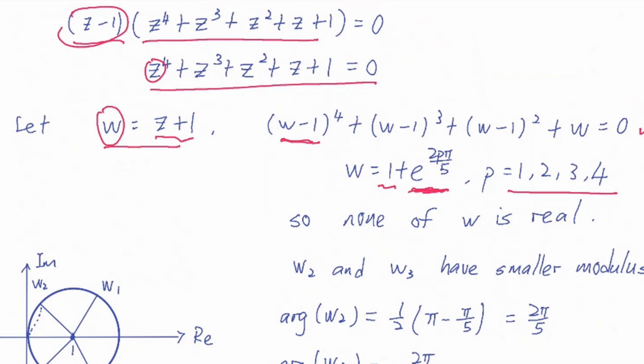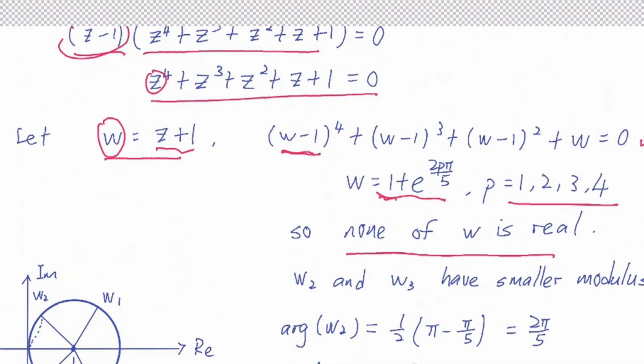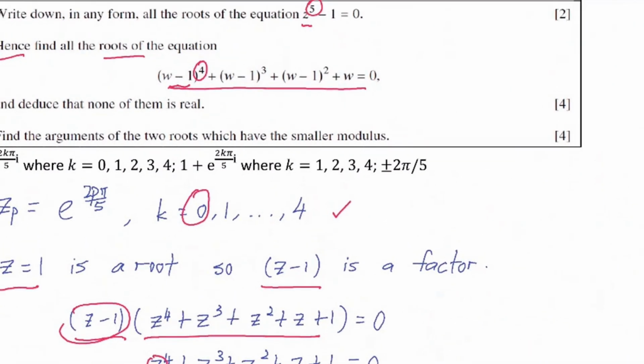Okay. So in this case, once we write it in this form already, it's very clear that the roots here would not be real. So no need to say much. Once we have this form, we know that it's not going to be real. And then what we have from there is: find the arguments of the two roots which have the smaller modulus.